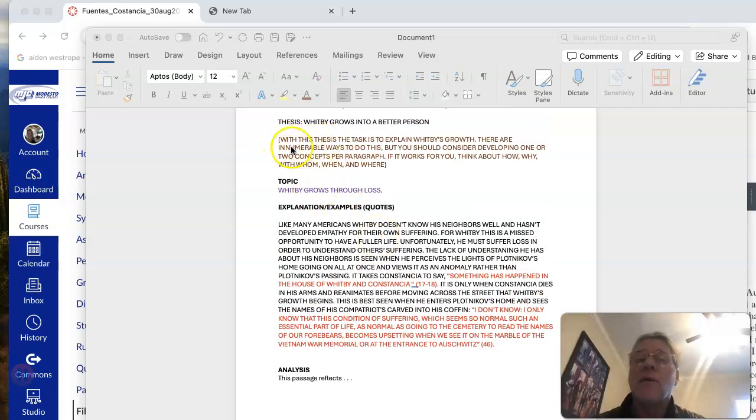Okay, backing up again. Now, follow along here where I have this text in brown. With this thesis, the task is to explain Whitby's growth. There are innumerable ways to do this. You should consider developing 1 or 2 concepts per paragraph, up to you. As I mentioned, you can do the how, why, with whom, when, and where, but you don't have to. Now, our topic sentence is going to be Whitby grows through loss, and now I'm going to start the explanation of that concept and get into some quotes to follow this in my outline.